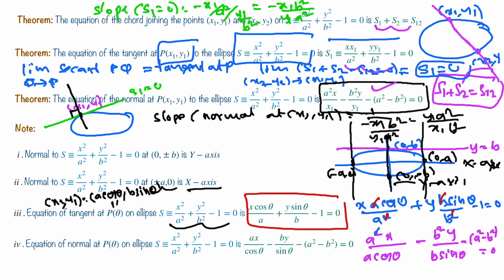Here the a square and a cancel, here the b square and b cancel. So what you are left with is ax by cos theta minus by by sin theta minus of a square minus b square equal to 0. So this is the equation of the normal at a point which is in parametric form on the ellipse S equal to 0. Fine.